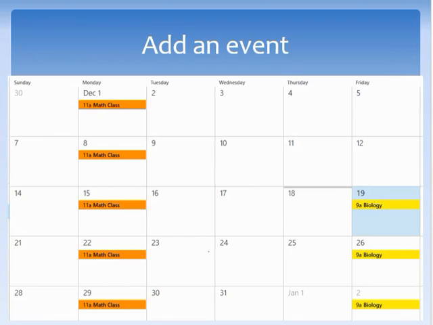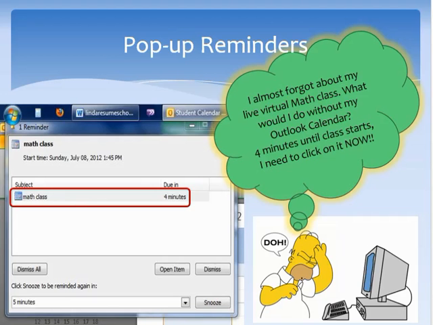So this is what my new event looks like. I already had math class on my calendar for Mondays at 11 a.m. Now I've added biology, every Friday at 9 a.m. I now have a calendar event for my biology live class. And remember, I set a reminder. So this will remind me 15 minutes prior to that class.